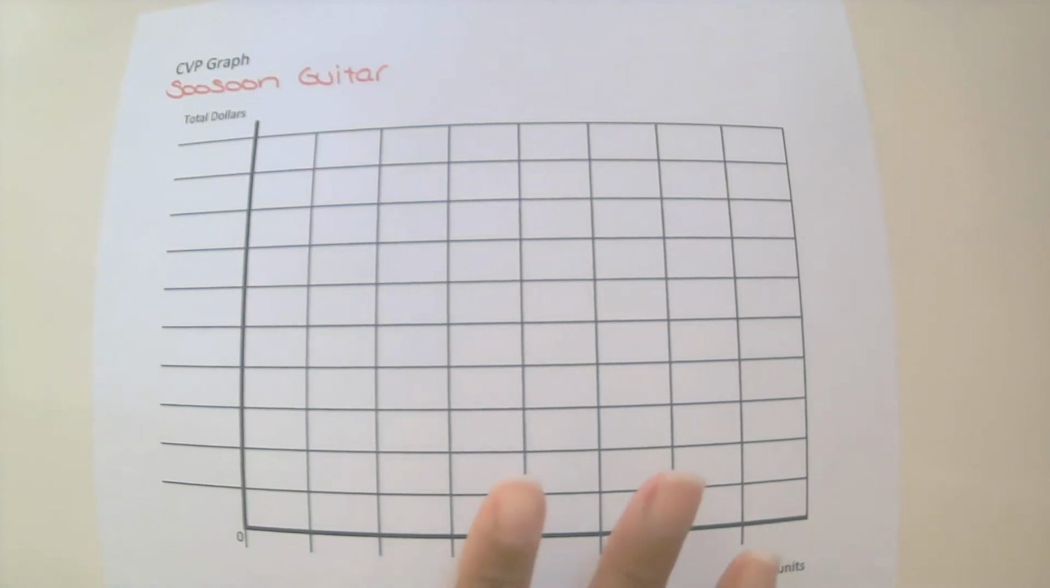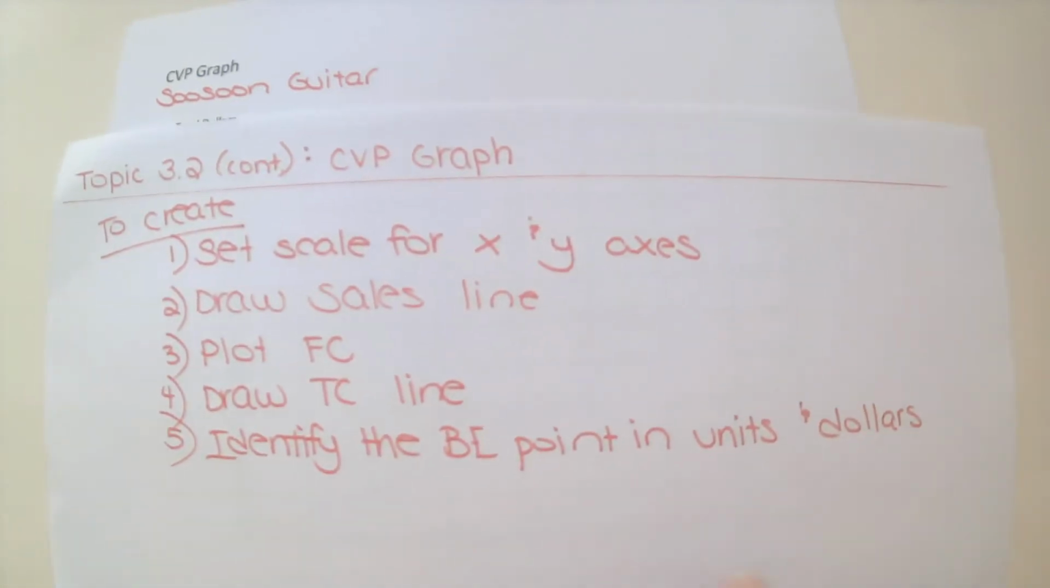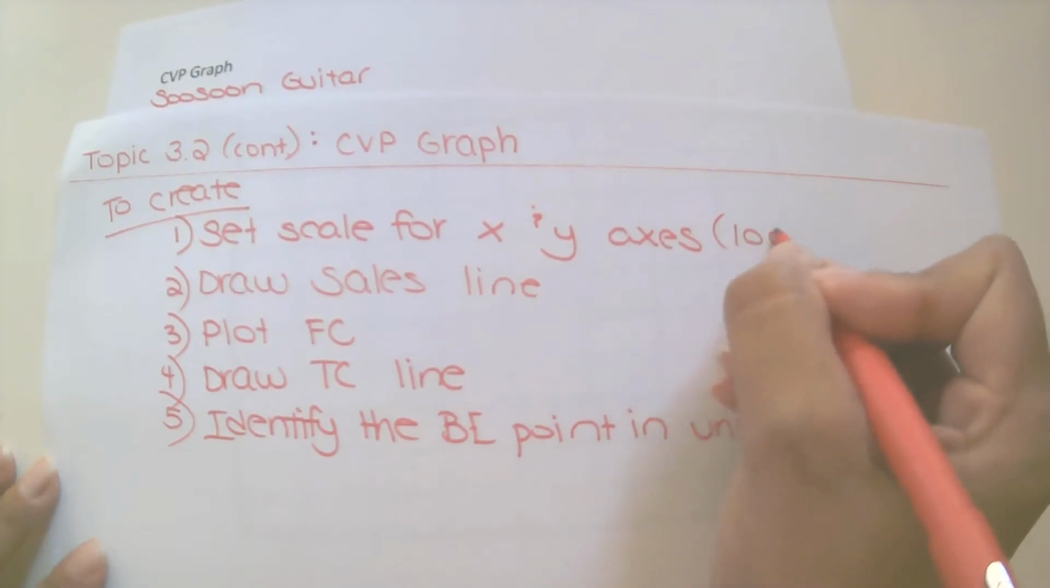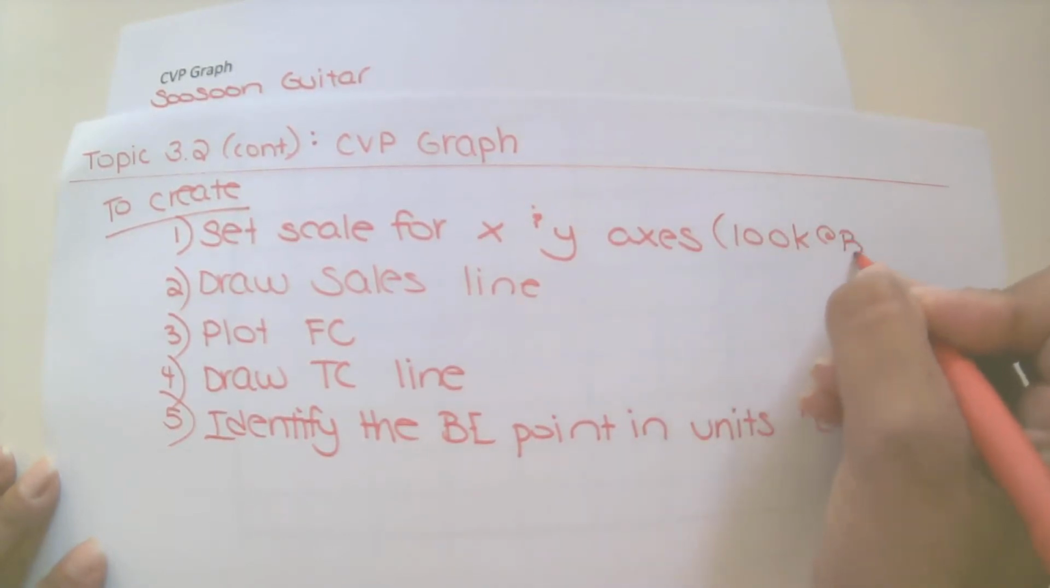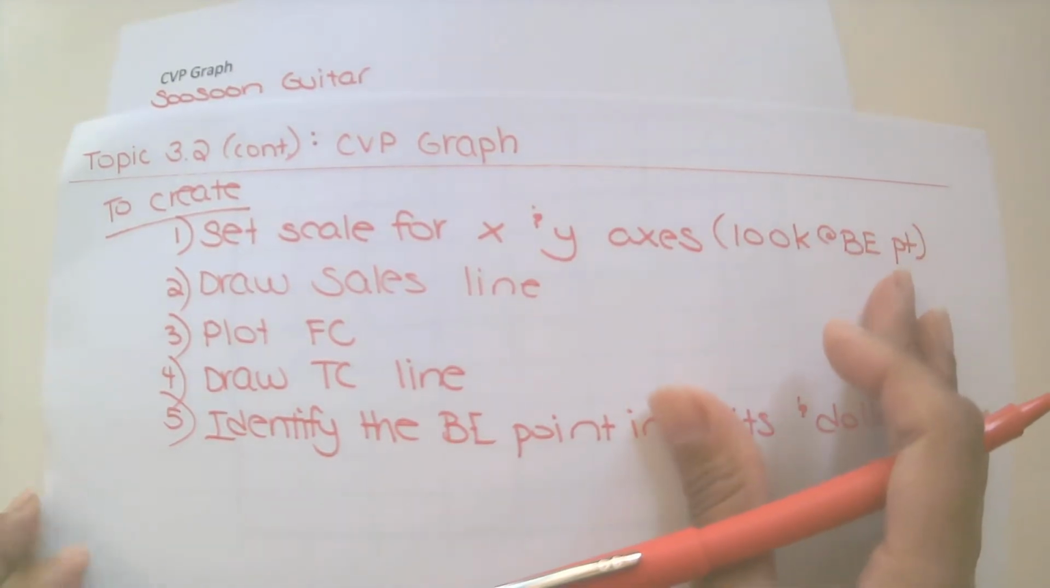Hopefully you have had a chance to download your template and you have your SooSoon Guitar Company data close by. So let's go ahead and create their CVP chart. So we said first we need to set the scale. And so for that, we are going to look at our BE points, right? Because we said we're going to try to have the BE appearing in the middle.